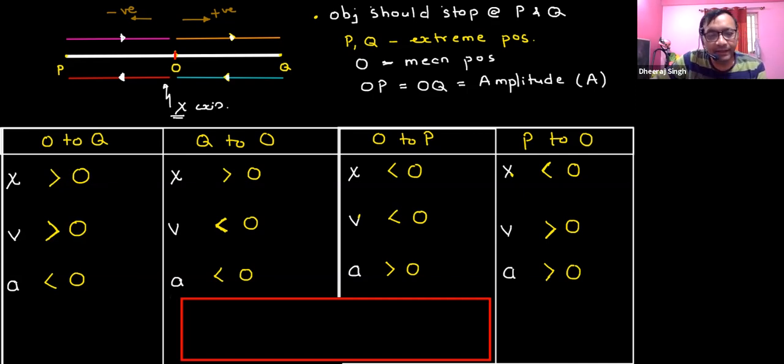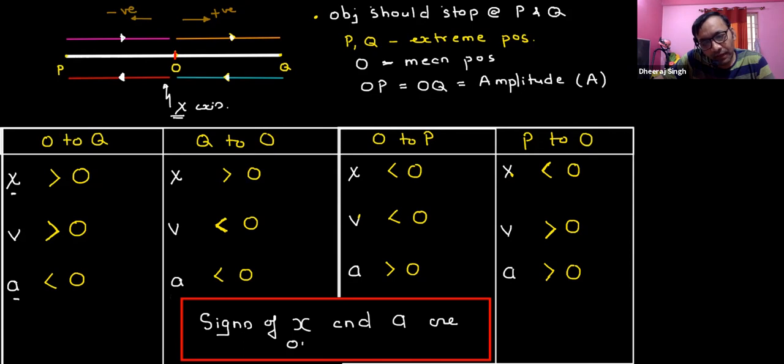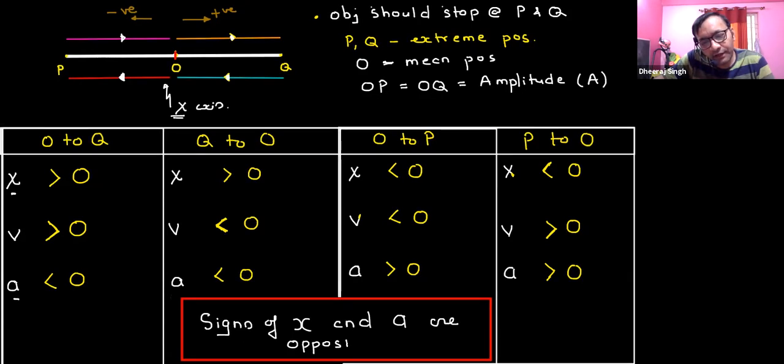All of you can see that. Good to see that most of you have identified the pattern: X and A are always in the opposite direction. Yes or no? Right? So the signs of X and A are opposite.